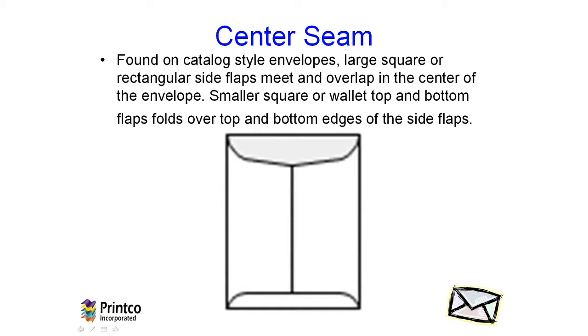The center seam is found on catalog-styled envelopes. Large square or rectangular side flaps meet and overlap in the center of the envelope. This seam adds strength for carrying heavy objects due to its design. Envelopes with a center seam generally are not suitable for automatic insertion equipment or postage meter applications. Testing is suggested before using in laser printers.